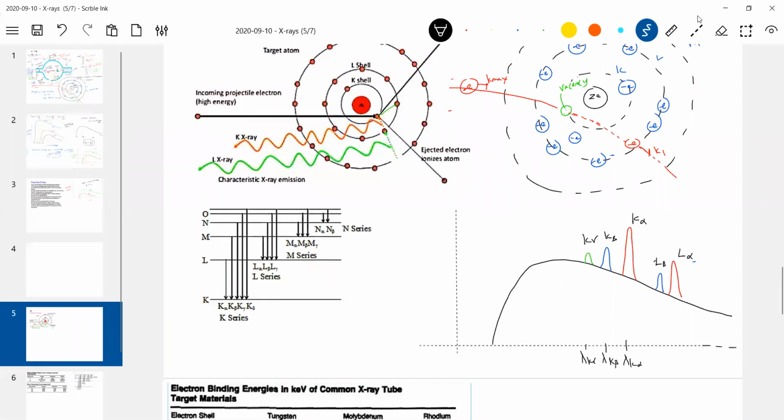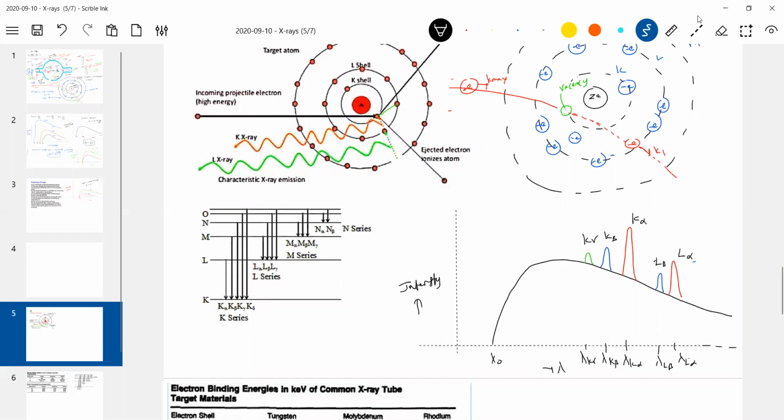We have to justify our answer. We have to justify the graph also. Why only like this? Why is the peak more? Why will the wavelength be more? Lambda L alpha, lambda L beta. This is the wavelength, this is the cutoff wavelength, and this is the intensity. This is called a characteristic spectrum.